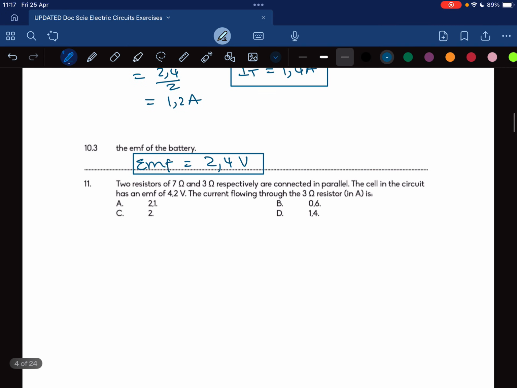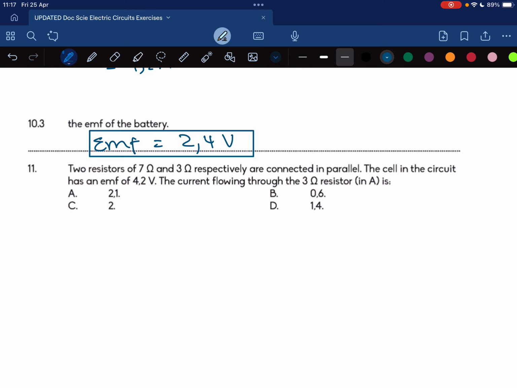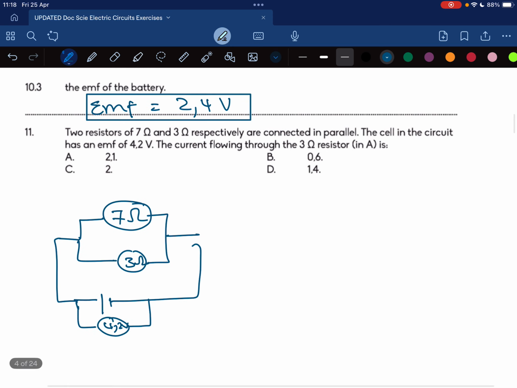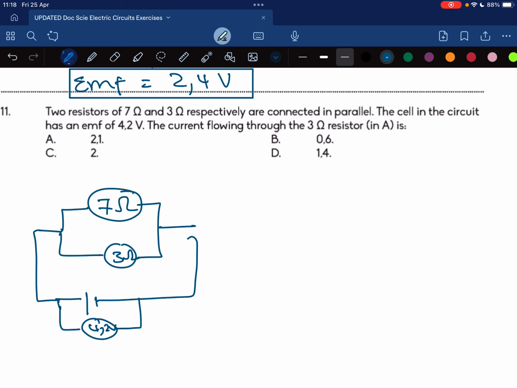Okay, and then the last one, number 11, it says 2 resistors, 7 ohms and 3 ohms respectively, are connected in parallel. Okay, so we have 7 ohms, 3 ohms. The cell in the circuit has an EMF of 4.2 volts. And they say the current flowing through the 3 ohm resistor is what?